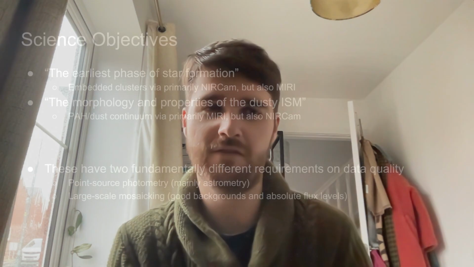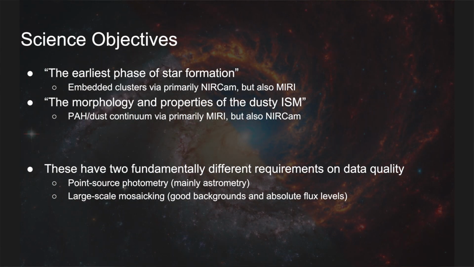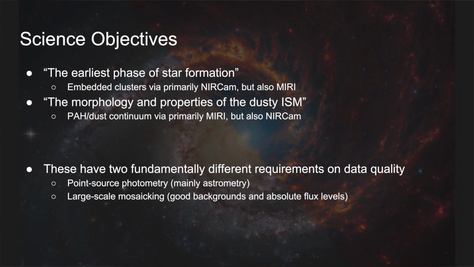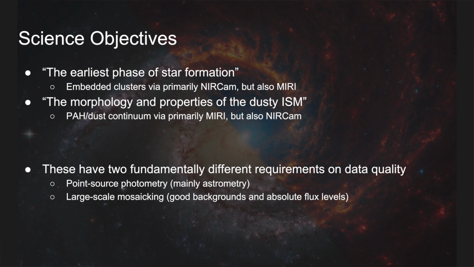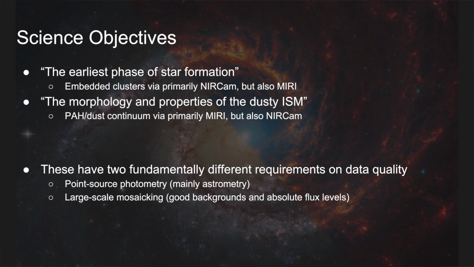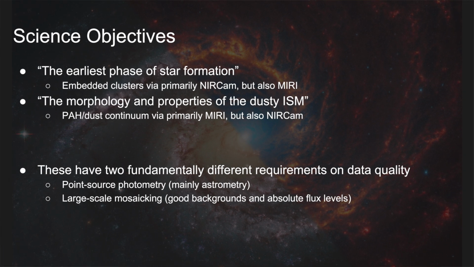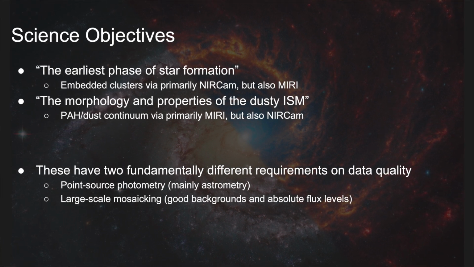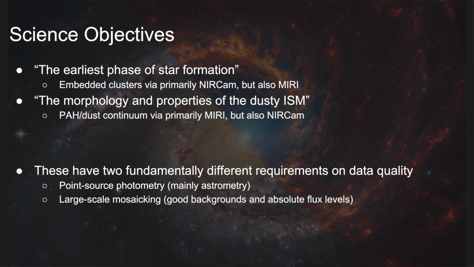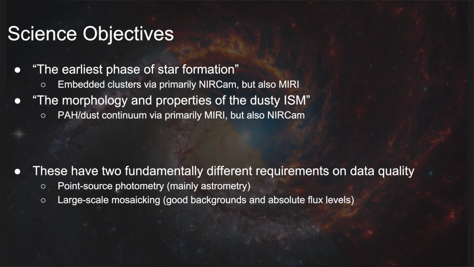Given that PHANGS-JWST is a treasury program, the science objectives are wide-ranging, but for simplicity, I've classified them into 2 main categories here. The first is the earliest phase of star formation, when young stars are still deeply embedded in their birth clouds. Because these clouds are very dusty, little light escapes from them in the optical, but they glow in the infrared, making JWST an ideal instrument for this science. These are primarily traced in the NIRCam wavelengths, but also the longer MIRI filters.